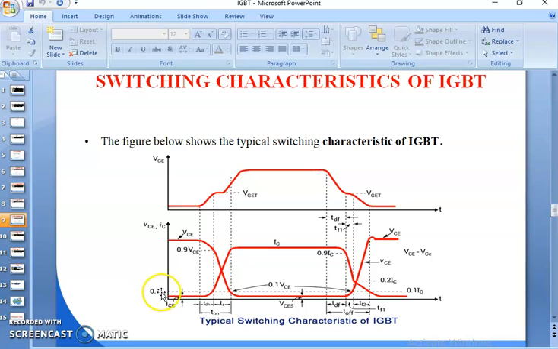In that case, the collector current IC value starts increasing in nature, and then the collector current IC value increases from 0.1 IC to IC. In another way, we can say the rise time also depends on the time taken to fall the collector emitter voltage from 0.9 VCE to 0.1 VCE. After this point, it is observed that the collector current value will be maximum, and the junction will break down, and we can say the IGBT is turned on.